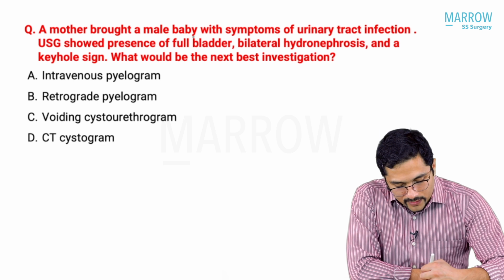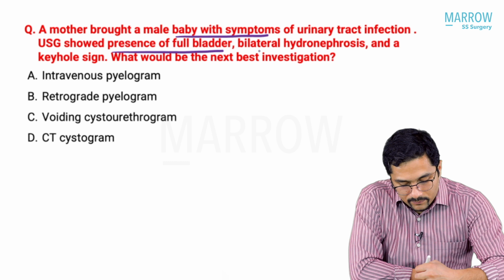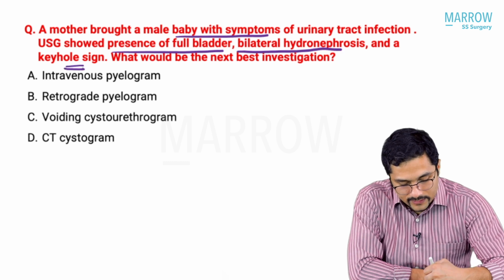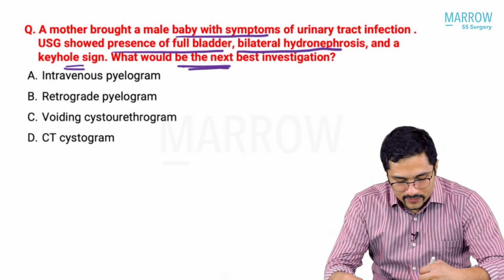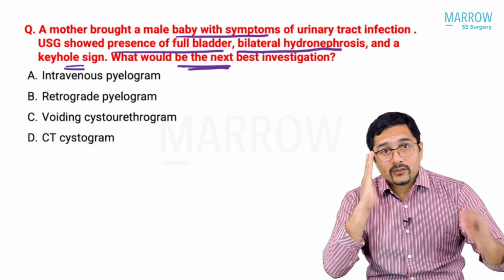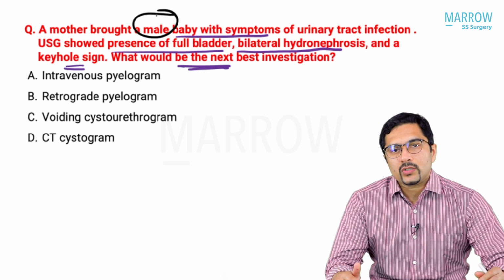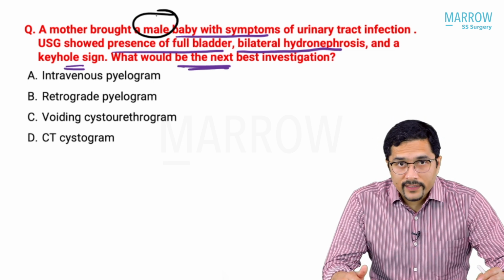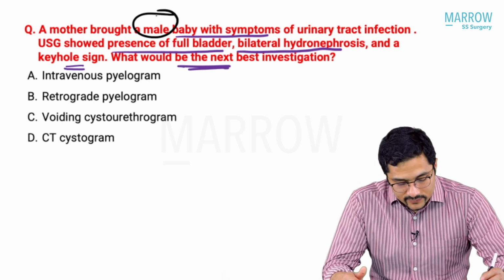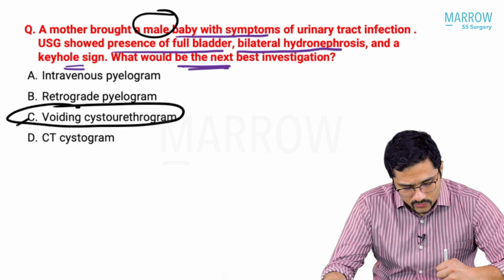A mother brought a male baby with symptoms of UTI. Ultrasound showed a full bladder, bilateral hydronephrosis, and a keyhole sign. What would be the next best investigation? So, this keyhole sign and hydronephrosis in a male baby are features of posterior urethral valves. And to diagnose posterior urethral valves, we will do a voiding cystourethrogram.